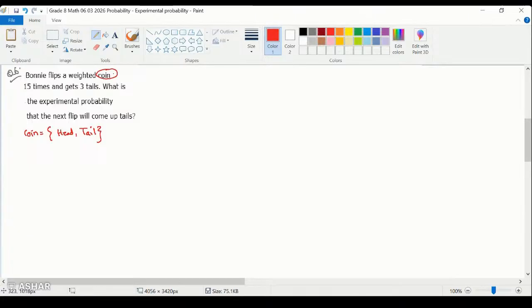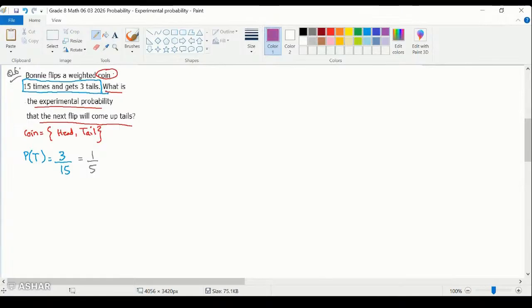So what they're saying is, if the coin was flipped 15 times, there were 3 tails. So that means, as per this experiment that was being done, if the coin was flipped 15 times, the total was 15, then 3 times was tails, right? That means we can further simplify. It comes out to be 1 upon 5. But in the next, what is the probability that the next flip will come out to be a tail?